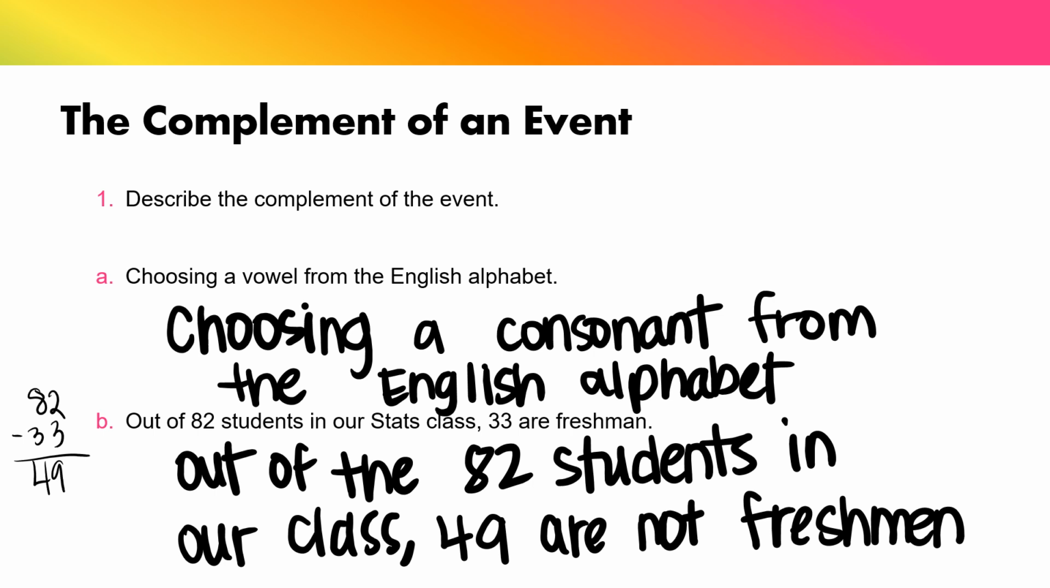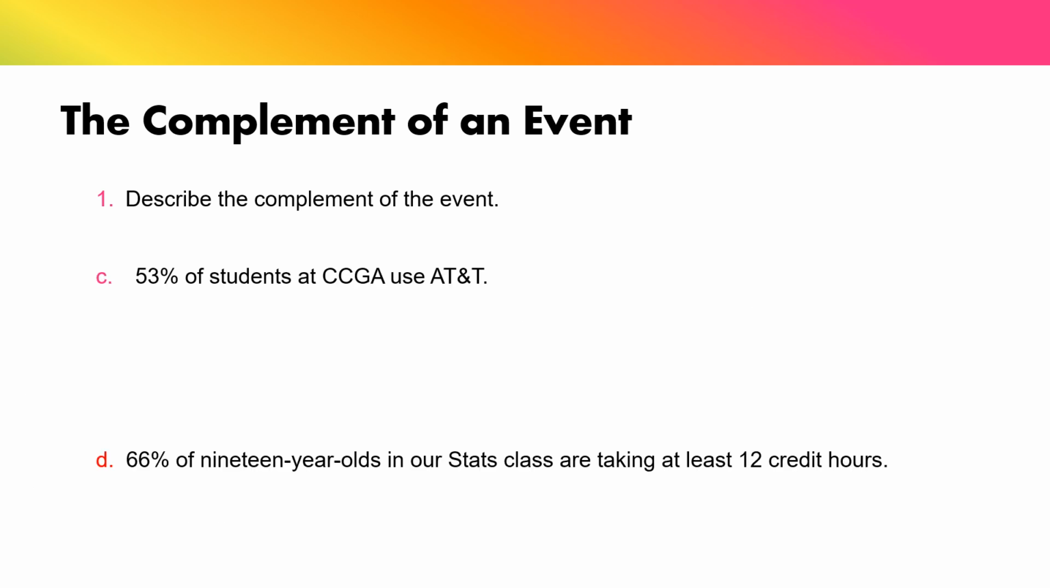All right, so I just tried to replicate the wording here. Out of 82 students in our class, 49 are not freshmen. Again, you could word this differently. You could say out of the 82 students in our class, 49 are either sophomores, juniors, or seniors. You could word that slightly differently if you preferred. Okay, a couple more examples.